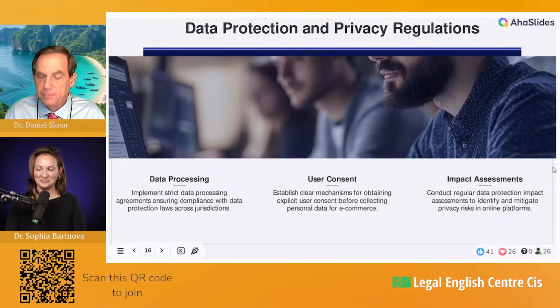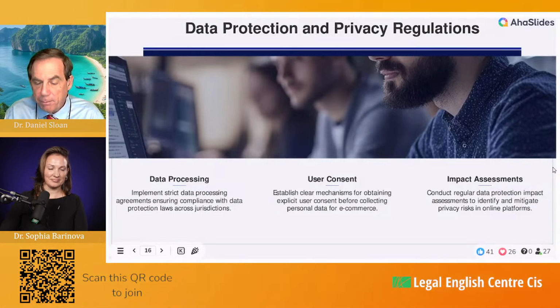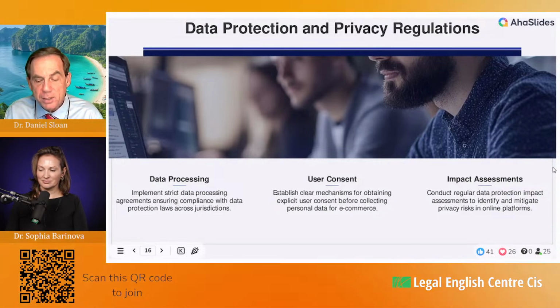Excellent. Then that's what this is about. How do we ensure that when we're putting something in the cloud, when we're going on an intellectual property platform, that we're distributing content, that we're adhering to the local laws as well as international and domestic regulations? So, impact assessments. Conduct regular data protection impact assessments to identify and mitigate privacy risks in online platforms.